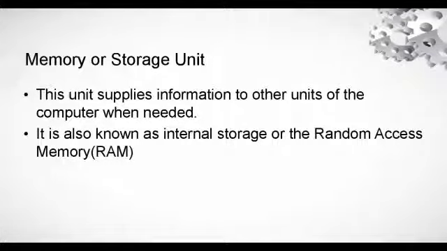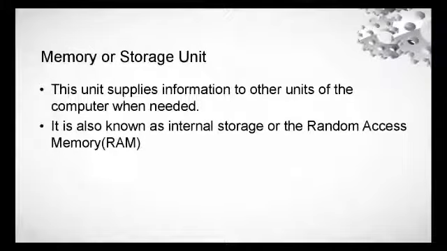The inputs and outputs are transmitted through the main memory. So the information you input is transmitted through the main memory. And that's all for the memory or the storage. Next we talk about the other components of the CPU.